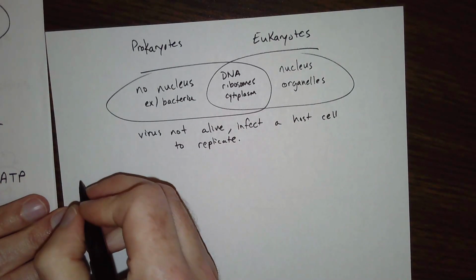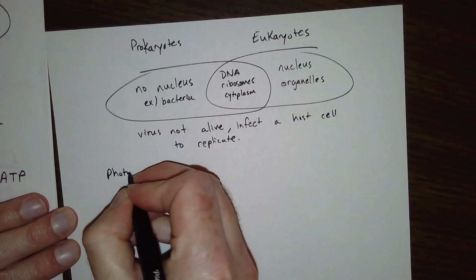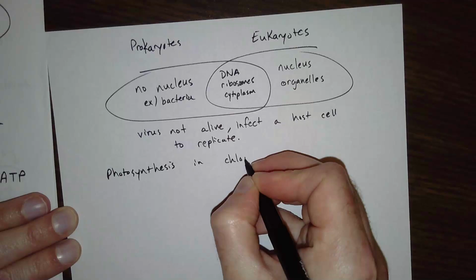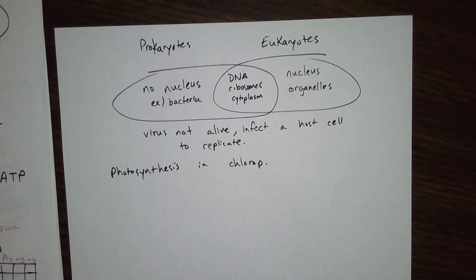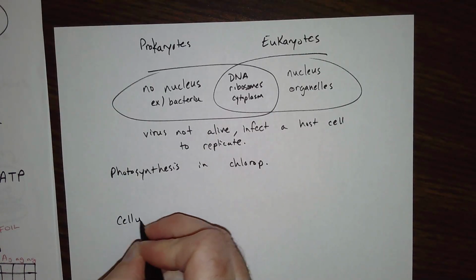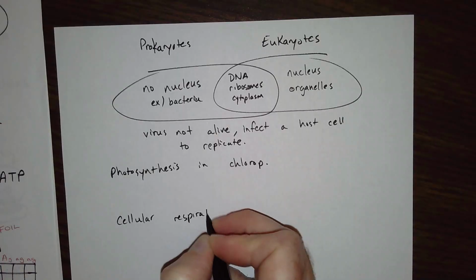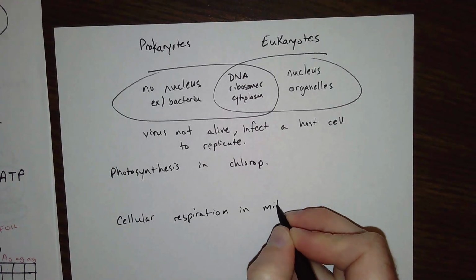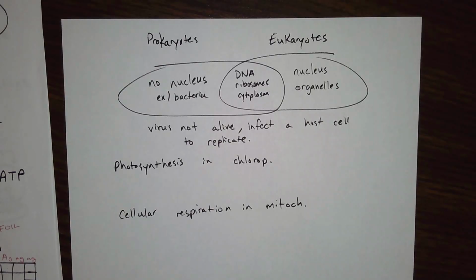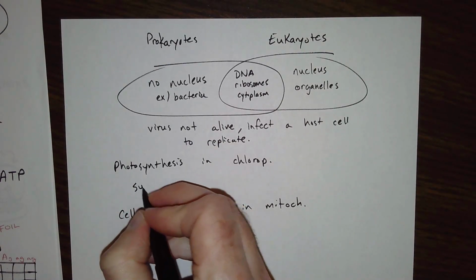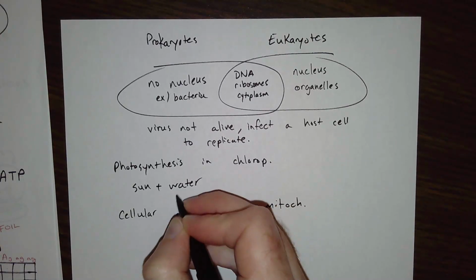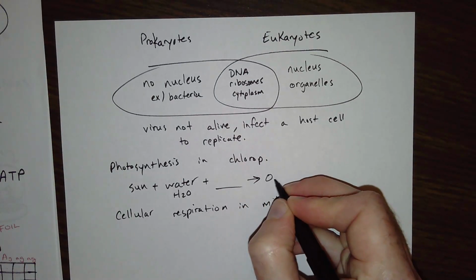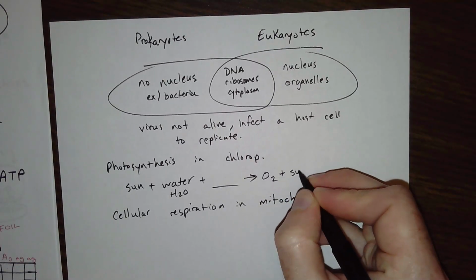All right, photosynthesis. This happens in chloroplasts. That's fine. We can abbreviate. Cellular respiration. Respiration happens in mitochondria. Plants need sunlight. Plants need water. That's H2O. And then let's say you can't remember what that is. You know that plants make oxygen, and they can give us fruits that have sugar.